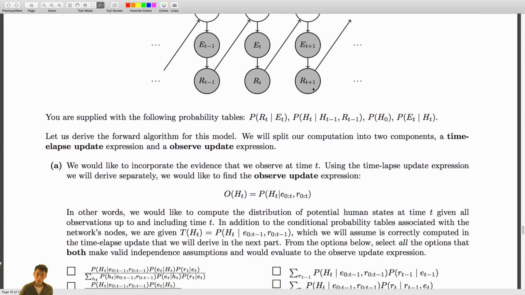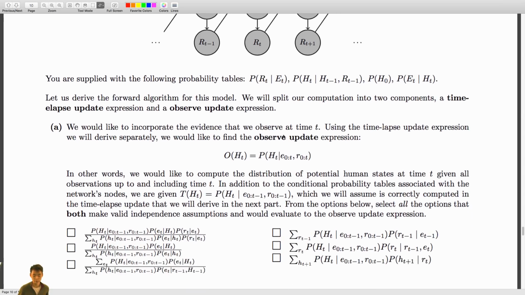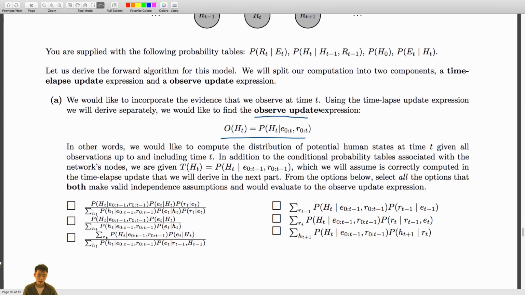Okay. So this problem will have 2 parts. There's a time elapsed update expression, and there's an observe update expression. And in part A, we'll be trying to find this observe update expression, which is this. O of h of t is equal to the distribution over the human action conditioned on all the evidence and all the robot actions up to that time step. And one thing that will guide how we do this problem is the fact that we're given this quantity, the distribution over the current human action conditioned on all the past evidence and all the past robot actions.